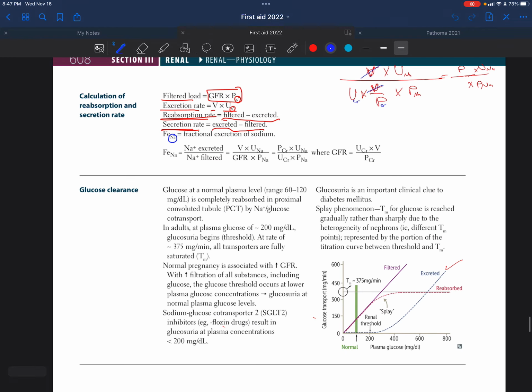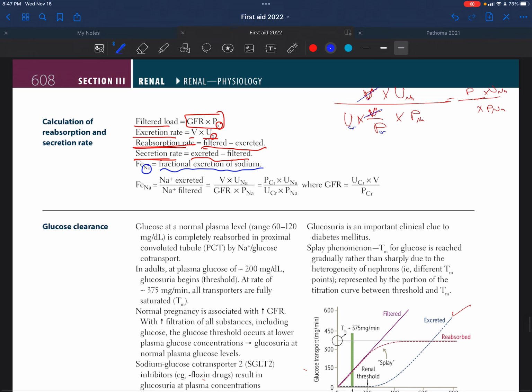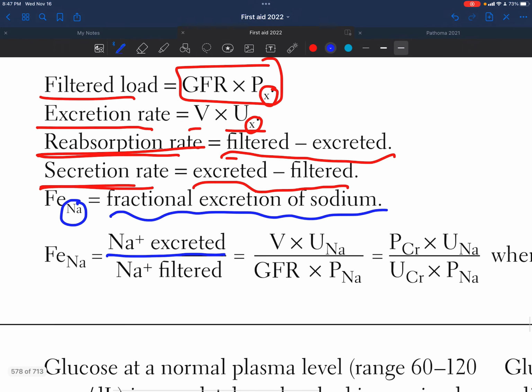So if we're talking about sodium, FE of sodium means the fractional excretion of sodium, okay? And it equals the amount of sodium that is being excreted over the amount of sodium that is being filtered. And we know that we are going to change each one of those words with its equation.